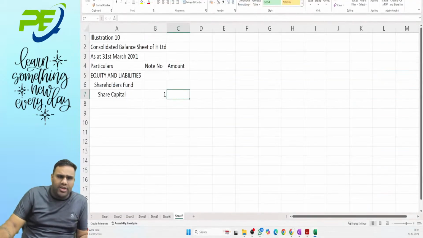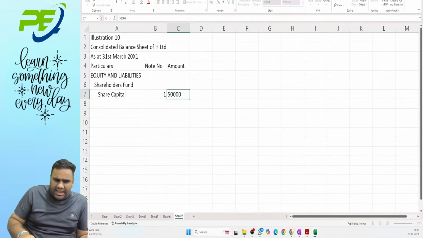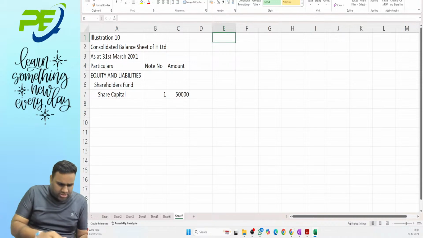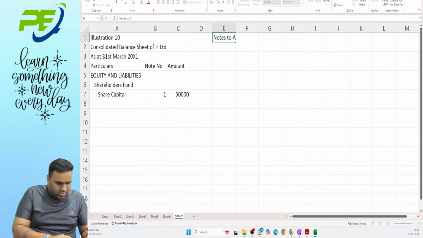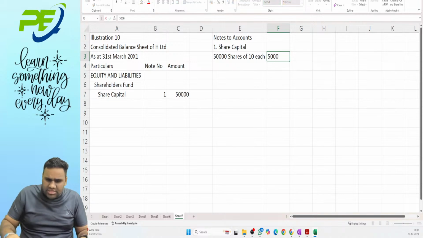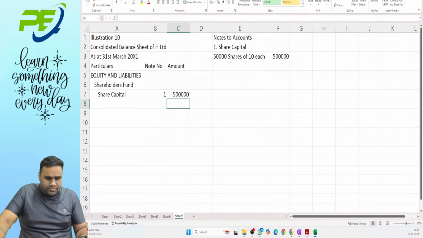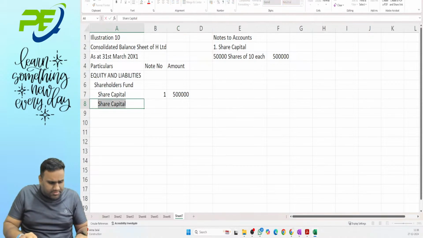Share capital I'll write for holding company only. Holding company share capital, 5 lakhs, note number one. So in notes to accounts, point number one, share capital. How much? 50,000 shares of 10 each. No authorized, no issued, nothing is given. So it is 5 lakhs. Here also I need to update 5 lakhs. Everyone, next, reserves and surplus.